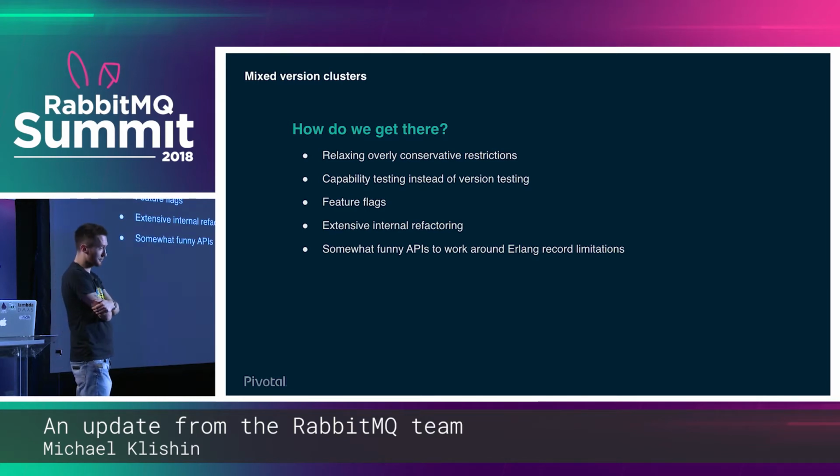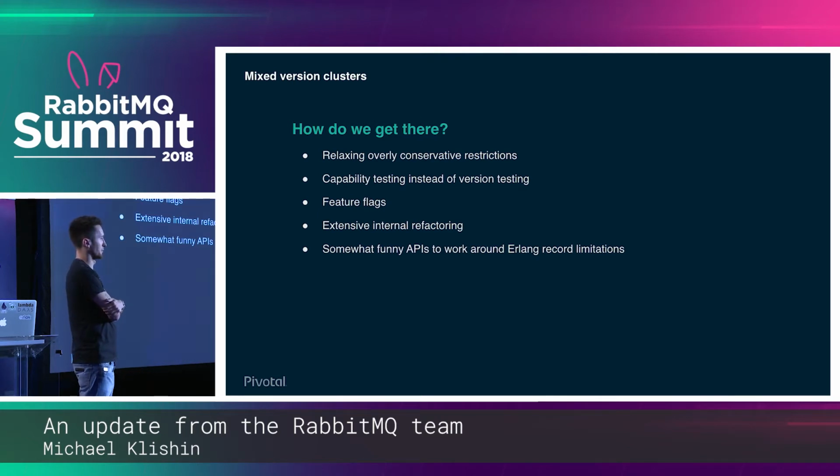So historically, RabbitMQ had very conservative restrictions. As soon as you try to cluster two nodes, they will check a whole bunch of things, and if something doesn't look right, that operation fails. We relaxed some of those restrictions because they were not necessary, in fact, even in 3.6. And we are migrating to not doing version testing, doing capability testing as well, and using feature flags.